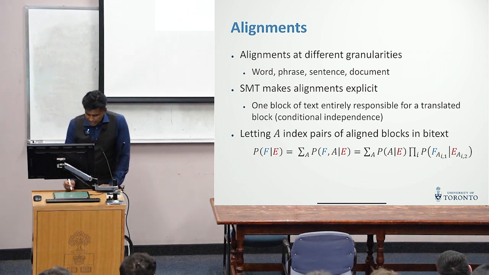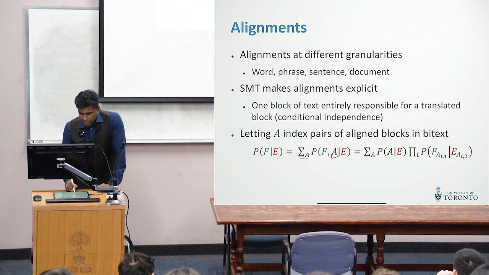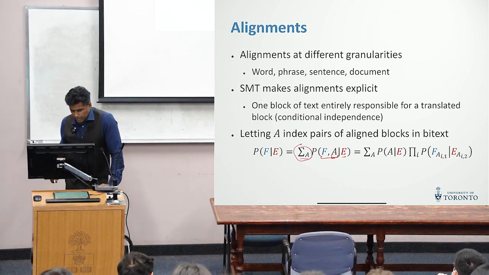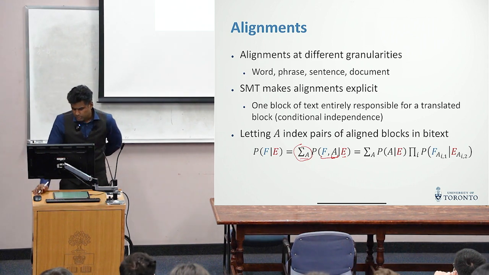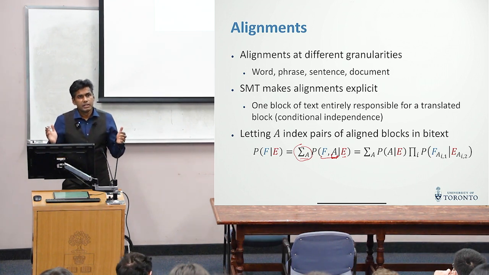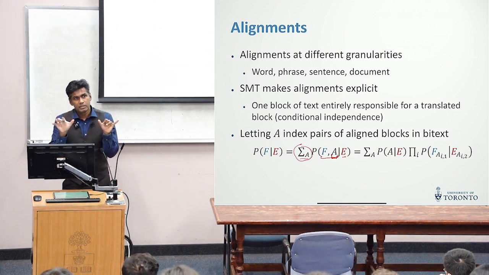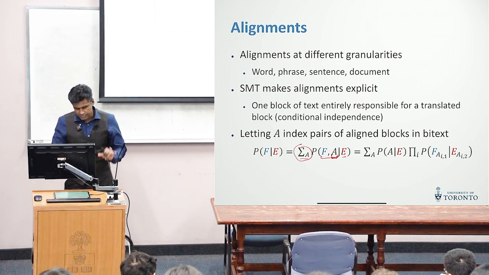We can represent alignment by introducing a random variable A, and as long as we sum it out, we're basically saying that the probability of French given English is equal to the probability of French given some alignment, the joint probability of French and alignment given E over all possible alignments, okay? Then we make a simplifying assumption that the alignment is a set of pairs. Each pair is a French text, whether word or sentence doesn't matter, and its corresponding aligned English text. And you have a whole batch of these pairs.